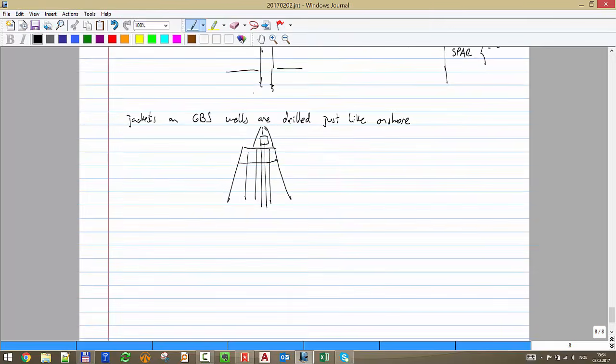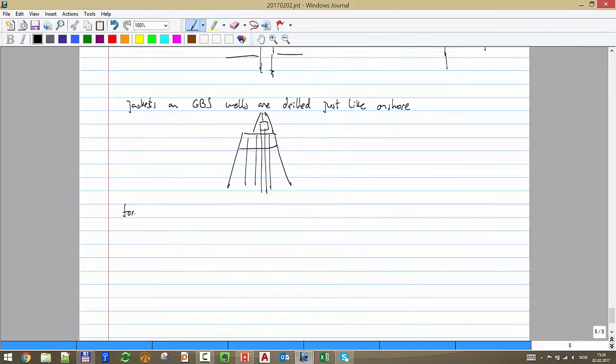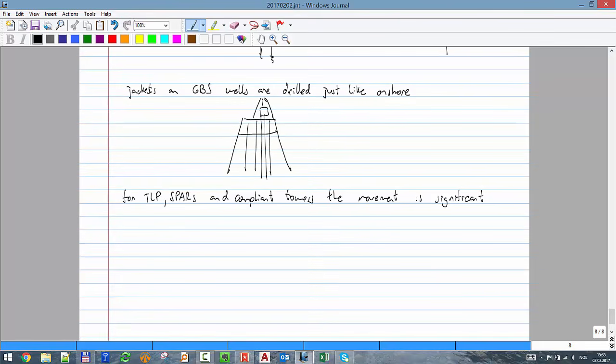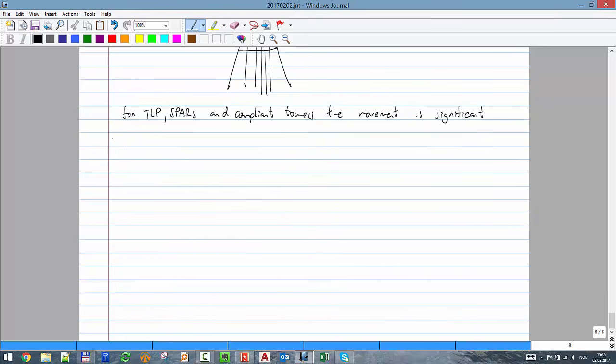Now when I drill for TLPs, spars and compliant towers, the movement is significant. Like I told you, in spars it might be 3 meters that goes up and down, up and down. So I have to do something. I cannot transmit all of that load to the well. So what I do is I have a wellhead in the seabed.